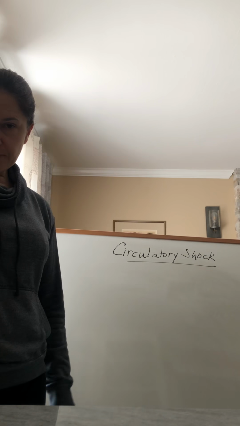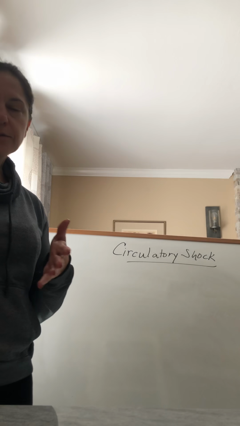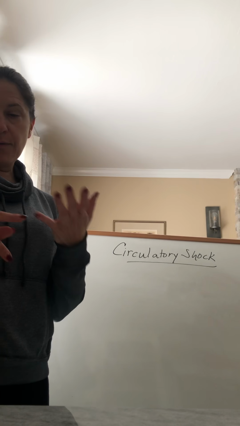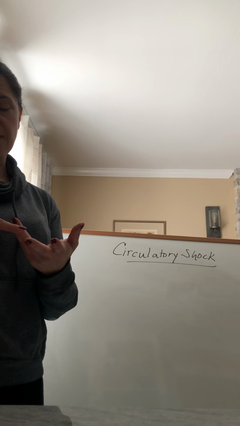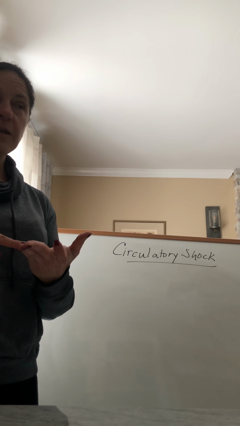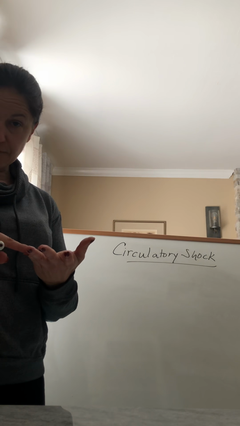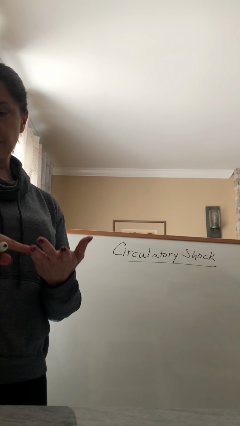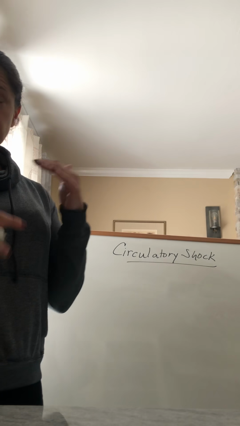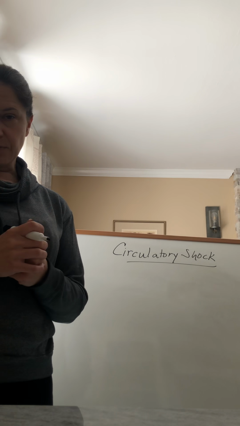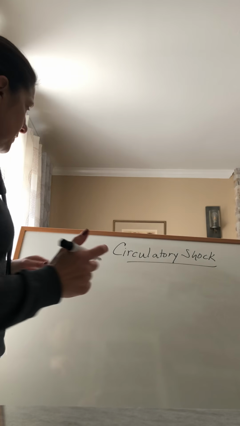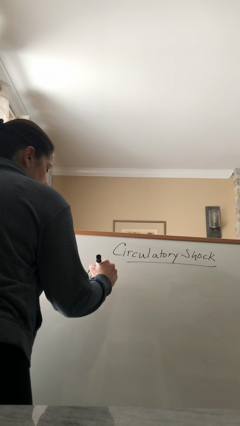So when we think about the cardiovascular system, we have to think about what the parts are, right? You have your heart, you have your vessels, and then you have your blood, right? If any one of them is not performing up to snuff, an individual could experience circulatory shock. So I'm going to give you some examples of different types of shock and talk about some of the signs and symptoms associated with it.